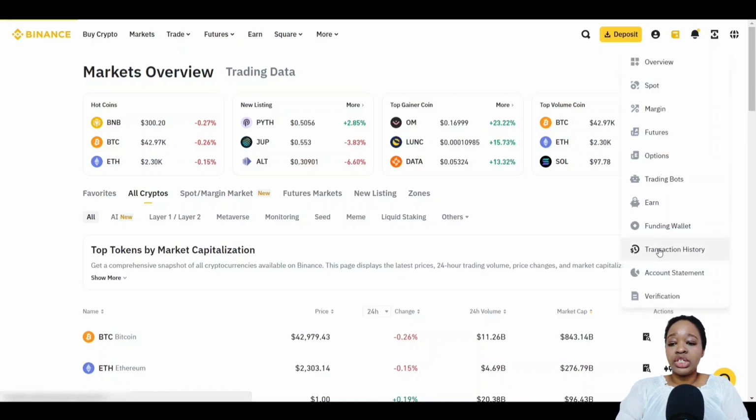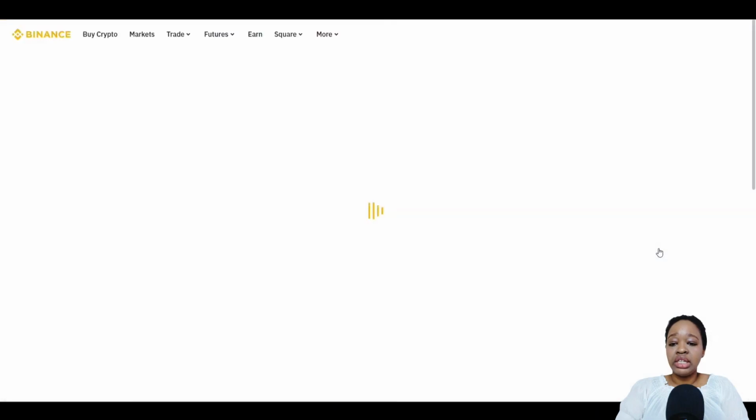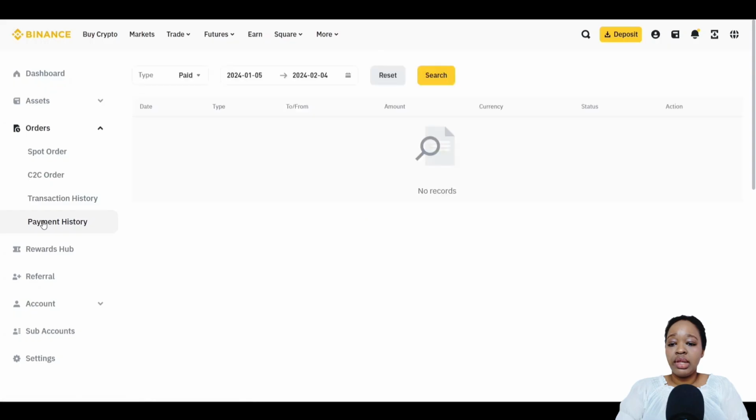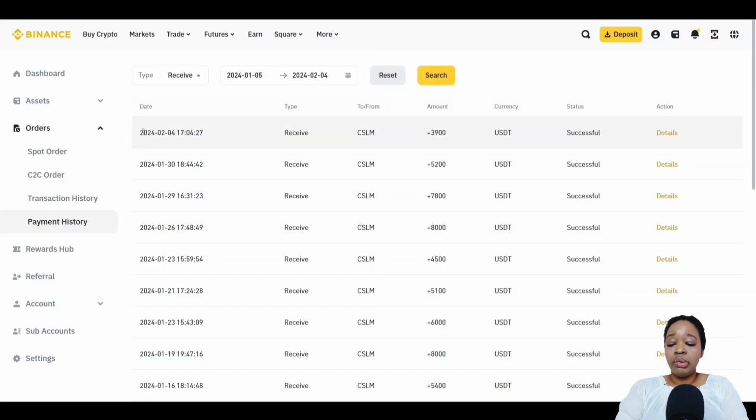I'll select the transaction history from the list. You can see that the page is loading now. Then I'll select the payment history, and after that I'm going to open the tab. Here I'm going to select what we received. After that I'm going to click the search button, and you can see here this is my last payment that just occurred. And taking a closer look, you can click on the details button.